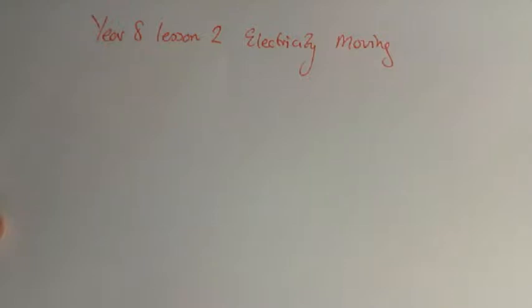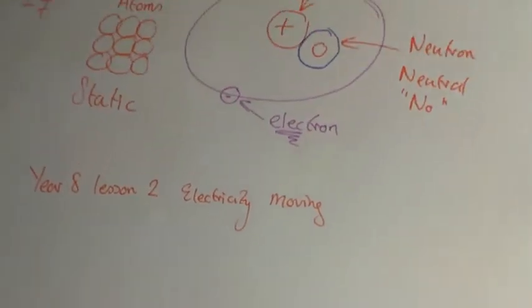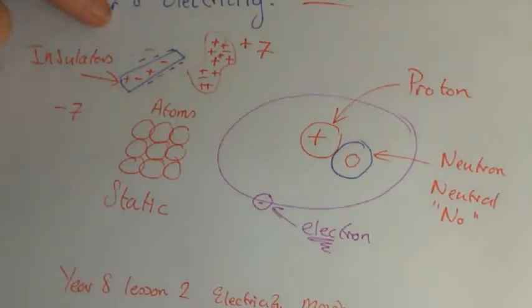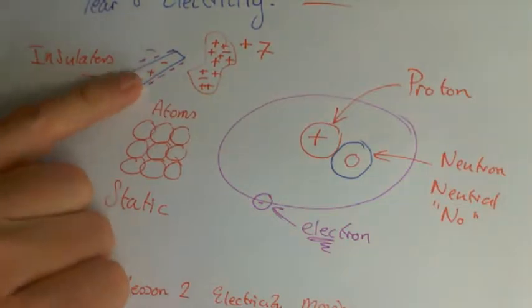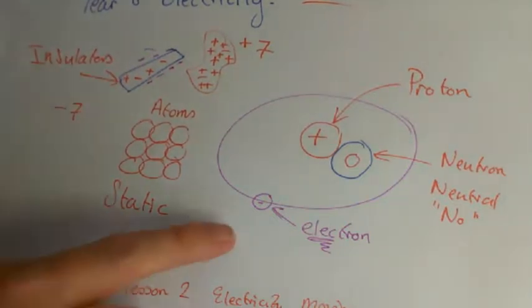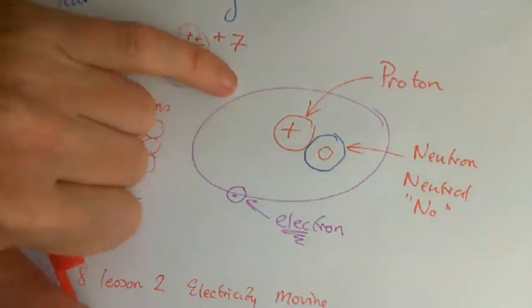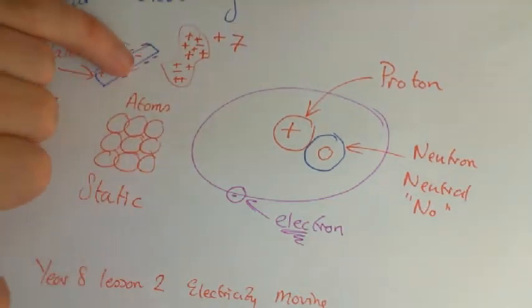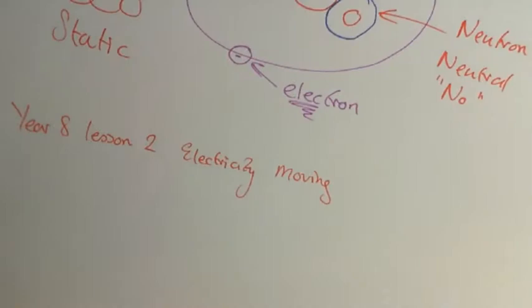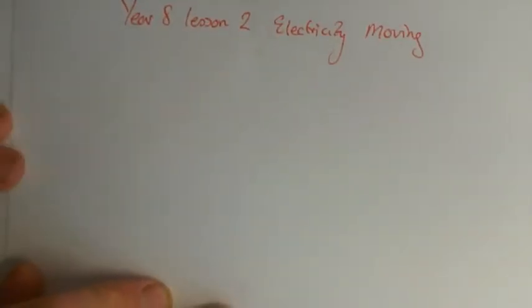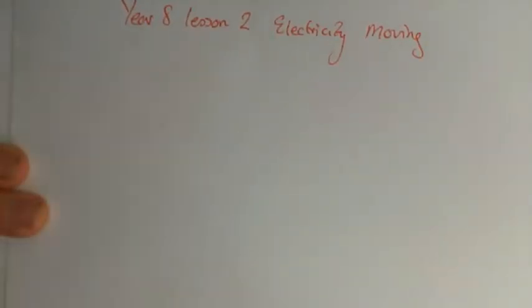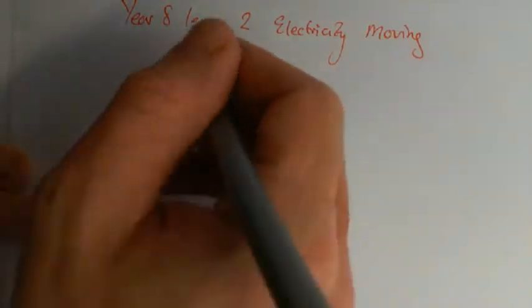Okay, so lesson 2, electricity moving. Last lesson we looked at static electricity. So we were looking at rubbing a cloth, and we were looking at the fact that the rod could then pick up some paper, and we said it's to do with these electrons inside the atoms moving from one to the other. Well, this one we're going to use a different way to make electrons move, and the way that we're going to use to make it move this time is we're going to use a chemical.